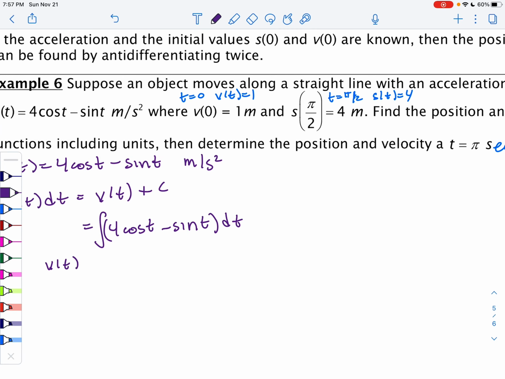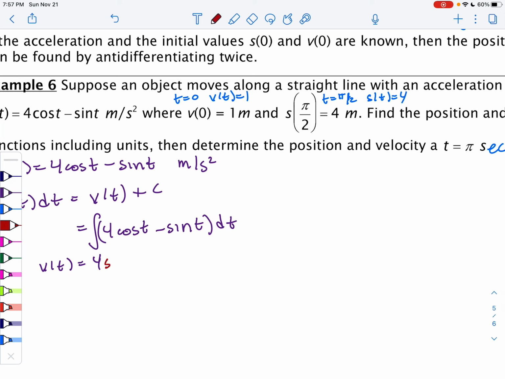So our v of t is going to be, what function has derivative equal to 4 cosine t? 4 sine t does. What function has derivative equal to sine t? Negative cosine does, right? Because the derivative of minus cosine is sine. Because minus cosine has derivative plus sine, so minus sine comes from cosine. So we get that, plus c.